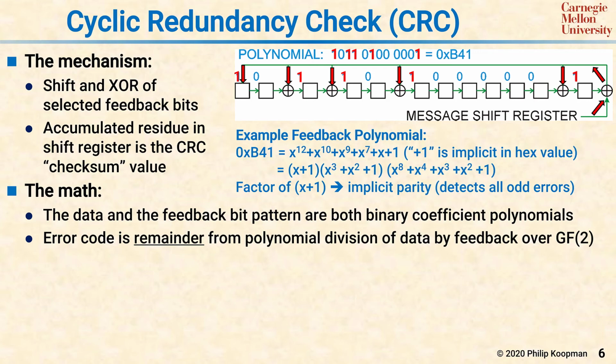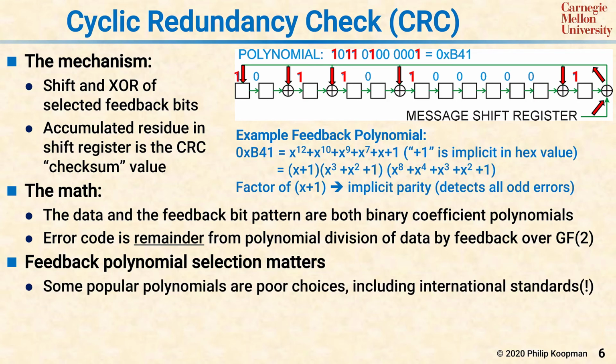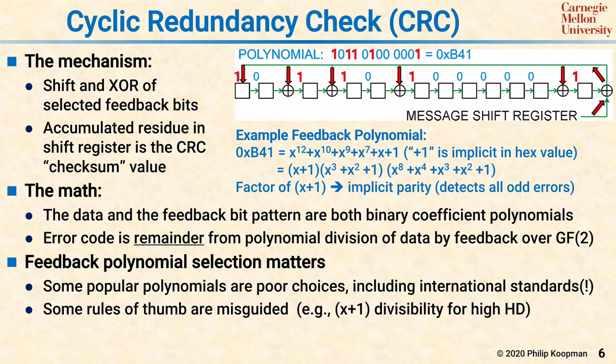The feedback polynomial selection matters. Some polynomials are good for error detection, and some are really bad. Some of the bad ones include commonly used international standards, so you cannot simply say, well, this polynomial is popular, so it's good. That's not always true. There are also some rules of thumb that may be true but are misguided. For example, there's a common rule that you always want x plus 1 divisibility to get high Hamming distances, and that's simply not true. X plus 1 always gives you parity, but sometimes getting parity actually makes it a lot harder to get a good Hamming distance.